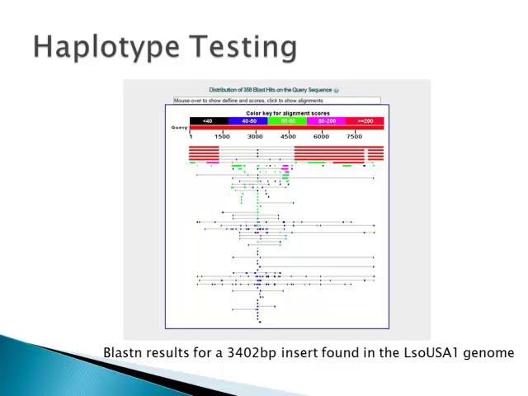But yeah, this is a pretty good sized chunk. It's a 3400 base pair insert found in our genome, and we have no idea where it came from. I even ran a BLASTX on this fragment, and it gave me back absolutely nothing.